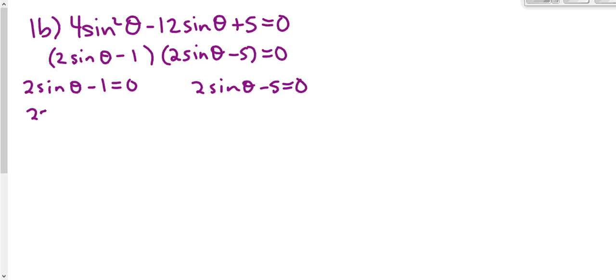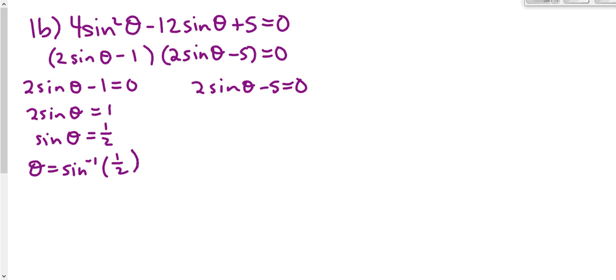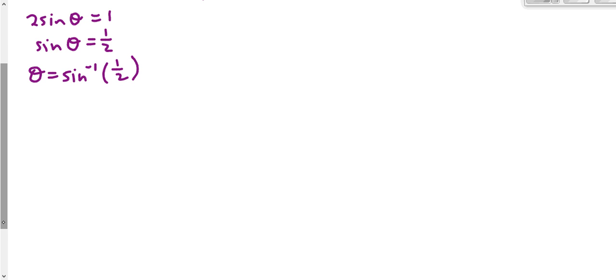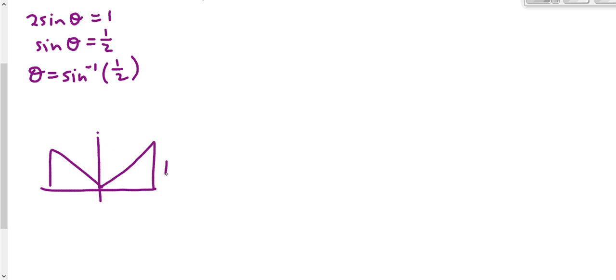Solve each one. So for the first one, add 1 to both sides and divide by 2. Sine theta equals 1/2. So theta is the inverse sine of 1/2. So that is positive 1/2. So we're in quadrant 1 for sine to be positive, and we're in quadrant 2 for sine to be positive. So 1 over 2, the opposite over the hypotenuse. So we know we have a 30-degree reference angle. So our angles are 30 and 150. And then putting those answers into radians, we have pi over 6 and 5 pi over 6.